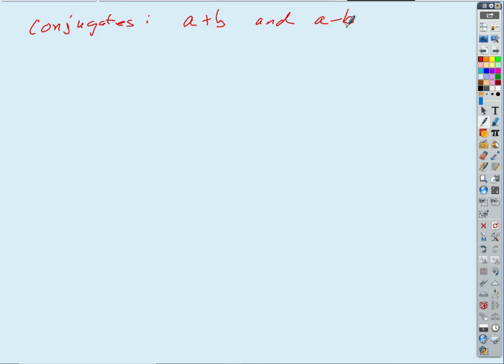What does the product of conjugates look like? If I take A plus B times A minus B, what's that equal to? A squared minus B squared. And we know that because we already learned that factoring pattern, right? If we go this direction, we call it factoring. If we go that direction, we call it multiplying or expanding. Either way, we know that's what we get. If I multiply conjugates together, I get a difference of squares, right?